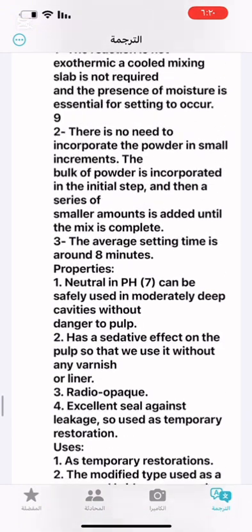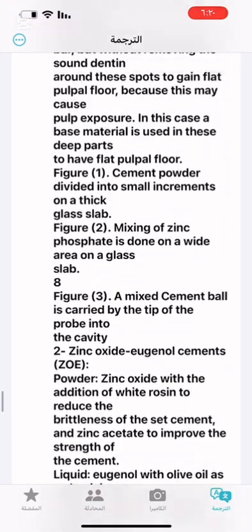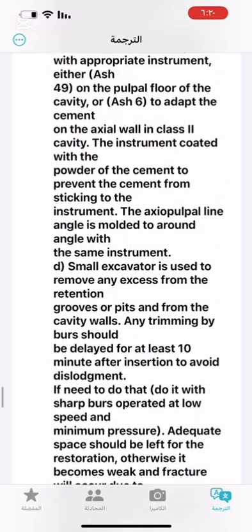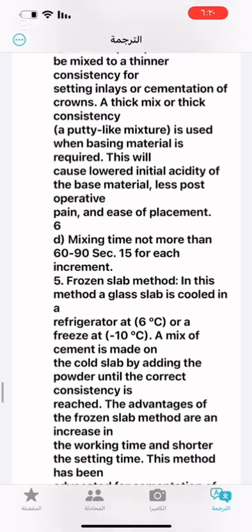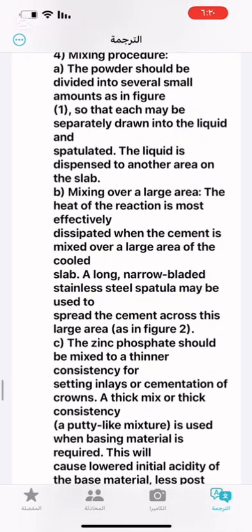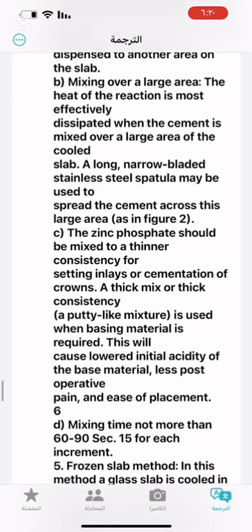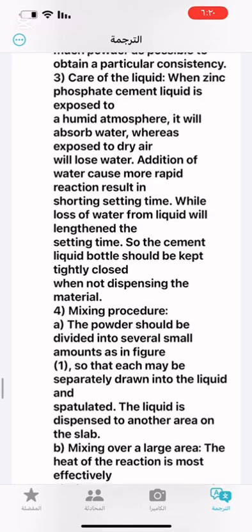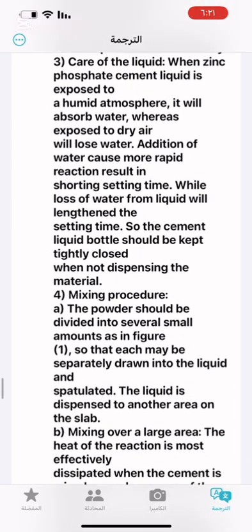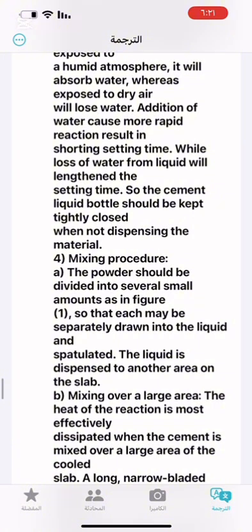3. Care of the liquid. When zinc phosphate cement liquid is exposed to a humid atmosphere, it will absorb water, whereas exposed to dry air, it will lose water. Addition of water causes a more rapid reaction resulting in shorter setting time, while loss of water from liquid will lengthen the setting time. So the cement liquid bottle should be kept tightly closed when not dispensing the material.